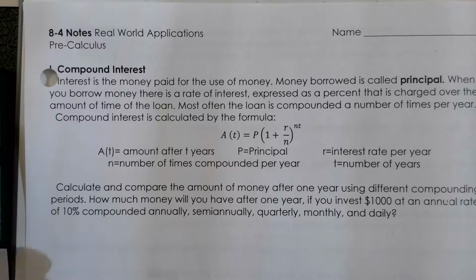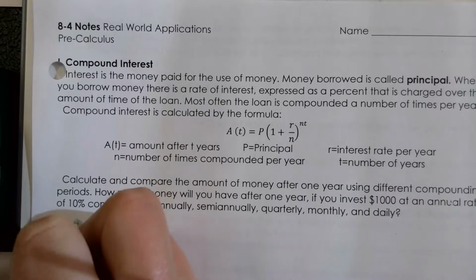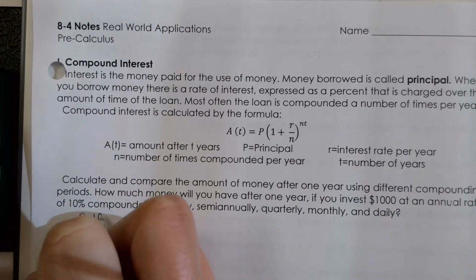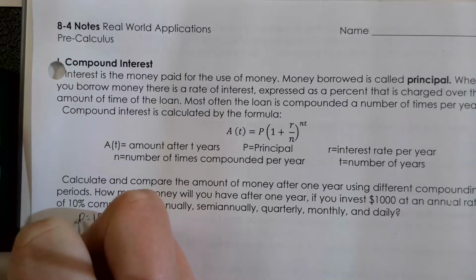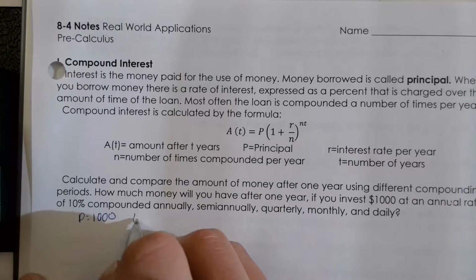Okay, cool. So we are going to compare the amount of money after 1 year using different compounding periods. How much money will we have after 1 year if you invest $1,000 at an annual rate of 10%, compounded annually, semi-annually, quarterly, monthly, and daily? The stuff that's not going to change is how much you start with. So our principal is going to be 1,000. I'll write that somewhere. We'll just say P equals 1,000. Our time is just 1 year, so T is going to be 1 every time.